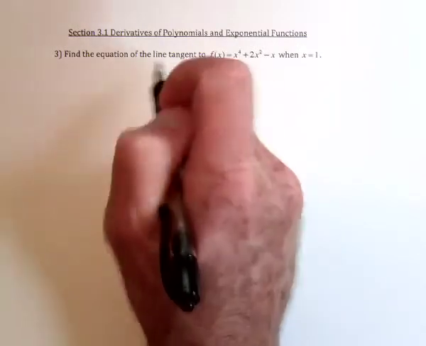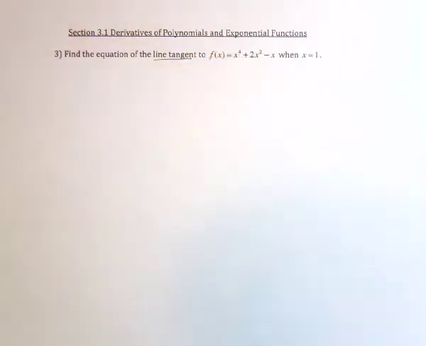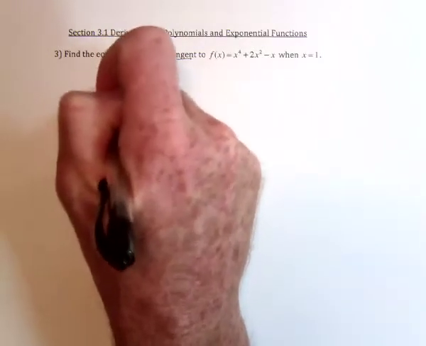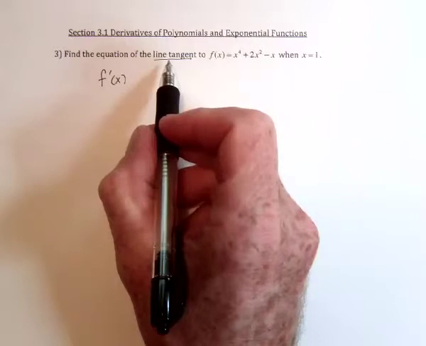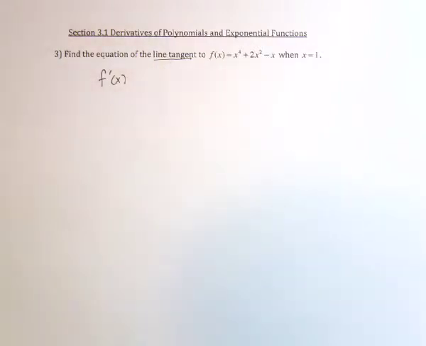So whenever it talks about a tangent line or slope of a tangent line, tangent is a keyword saying find the derivative. The first thing to do is find the derivative, and the derivative will give us the slope of this line. Then we could use the point slope formula to find the equation of it.